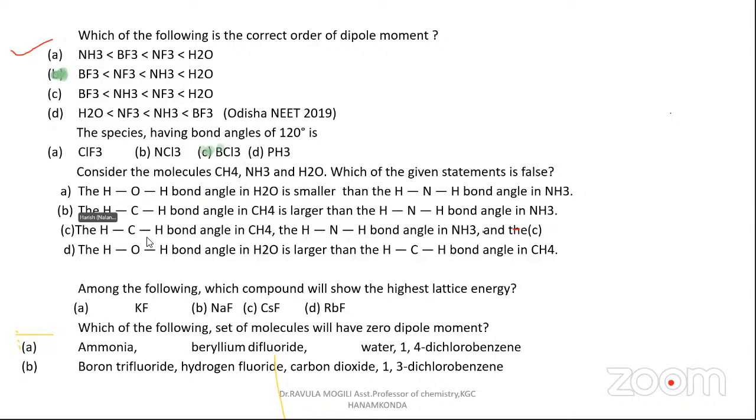Next one, the HCH bond angle in CH4, the HNH bond angle in NH3. So here the HOH bond angle in H2O is larger than the HCH bond angle in CH4.